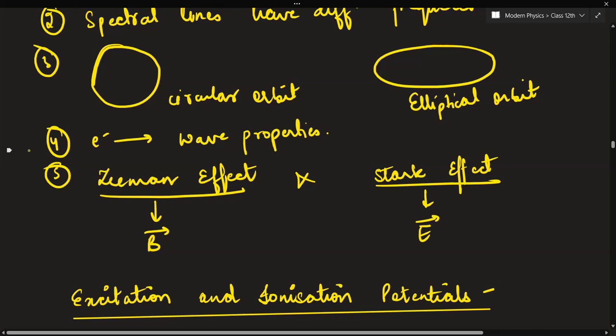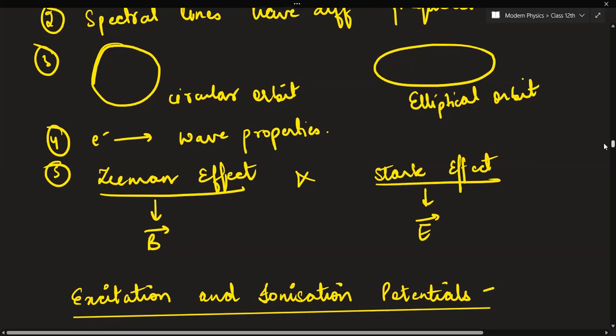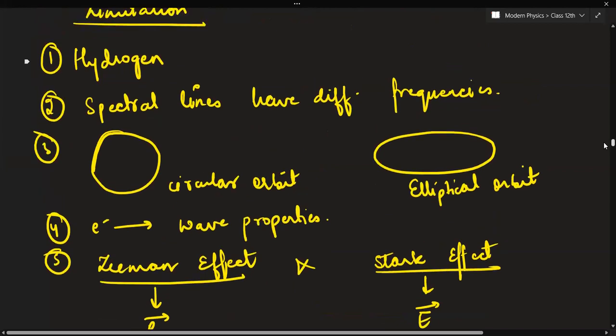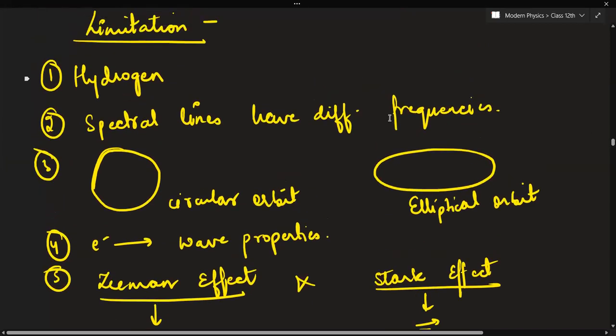Everything is given in the notes, but you can note down these points. Just note down these points quickly. Then we'll do one small topic that is left, excitation and ionization potential.